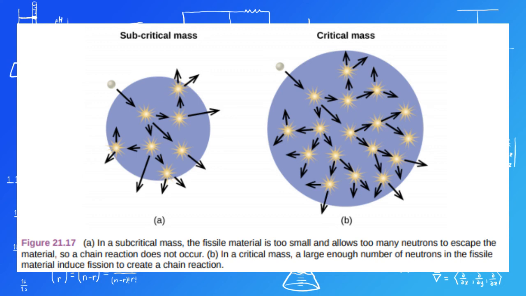On the other hand, when you have a critical mass, the neutrons are going to hit their target atoms much more often, and they're going to continue hitting them for a longer period of time before they've pretty much exhausted the entire supply of your radioactive nuclei.